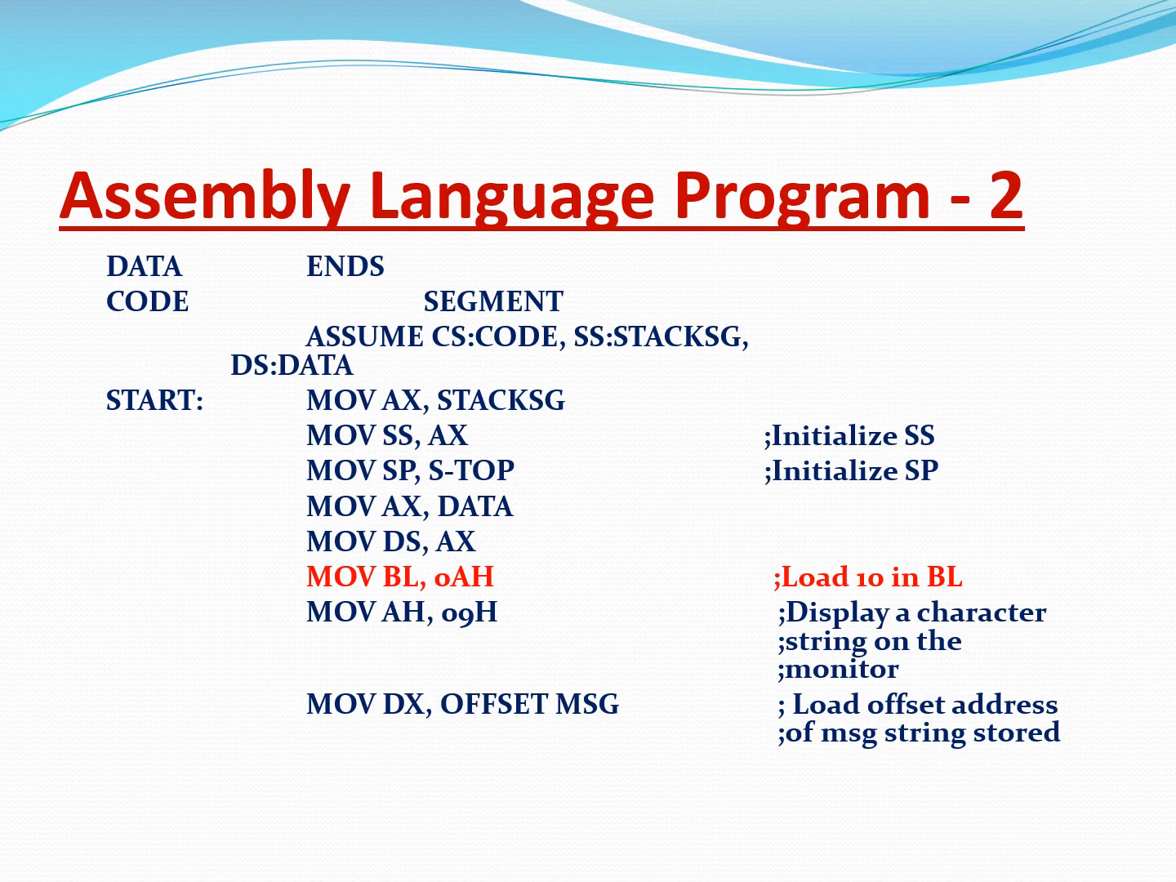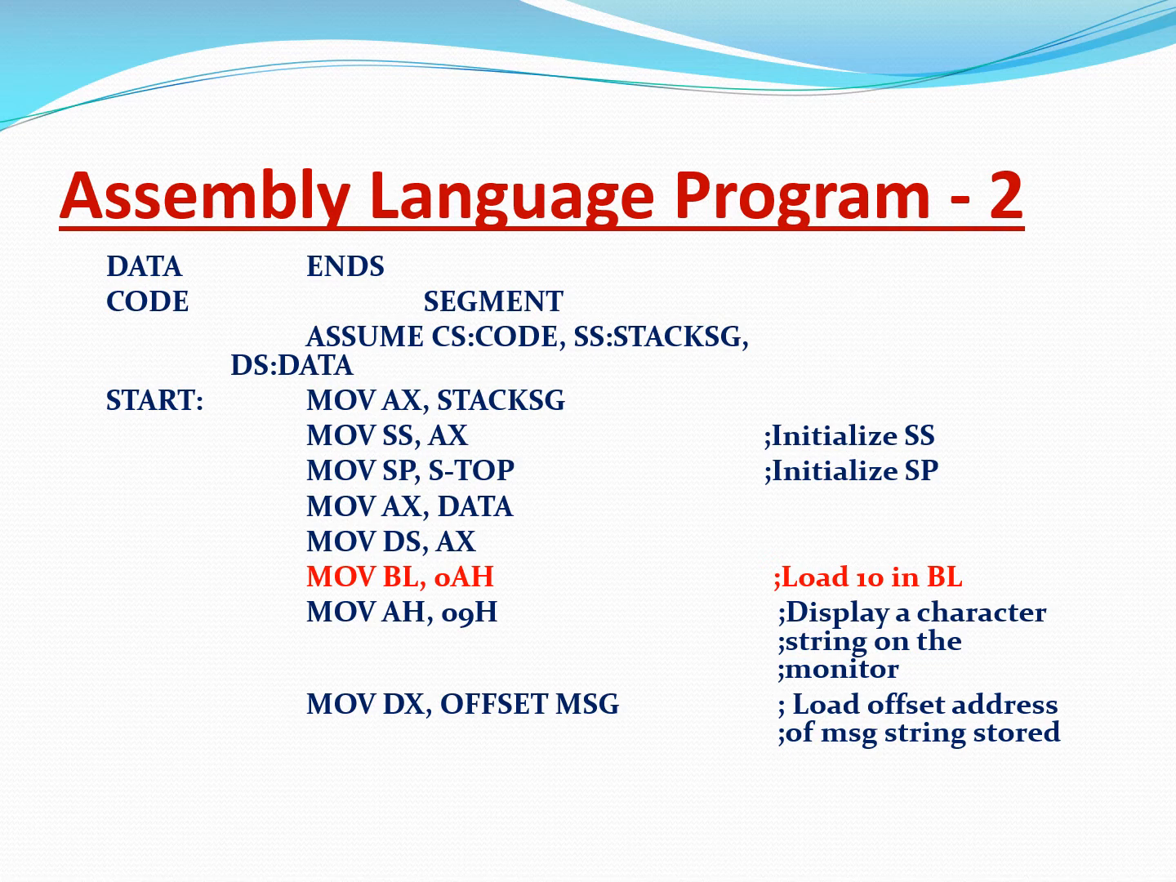Next we start with the code segment. Code segment, start of the code segment. As usual we say assume CS colon code, SS colon stack SG and DS colon data. That wherever data, code or stack SG appears in the program, it has to be replaced with DS, the data segment register, CS, the code segment register, and SS, the stack segment register.